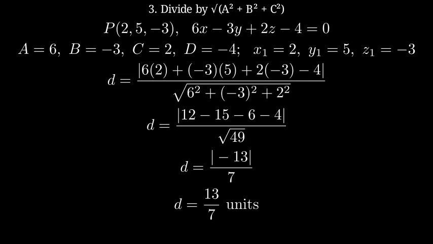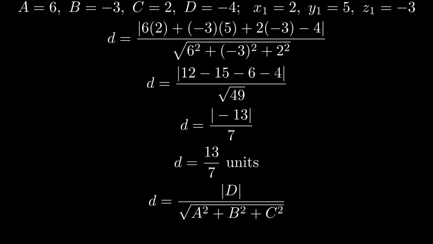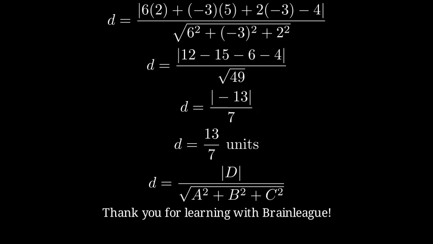Special case. If the point is the origin, the formula becomes very simple. The distance is just the absolute value of d divided by the square root of a squared plus b squared plus c squared. And that's how we find the distance of a point from a plane.